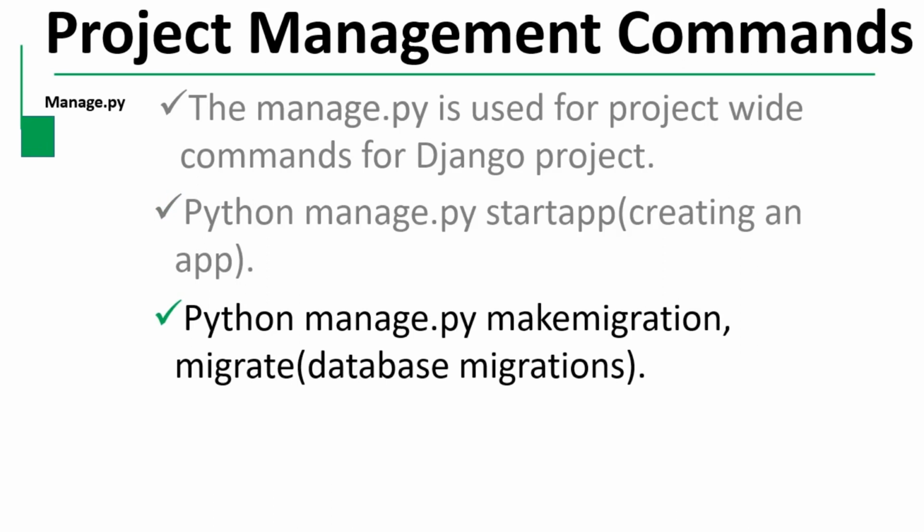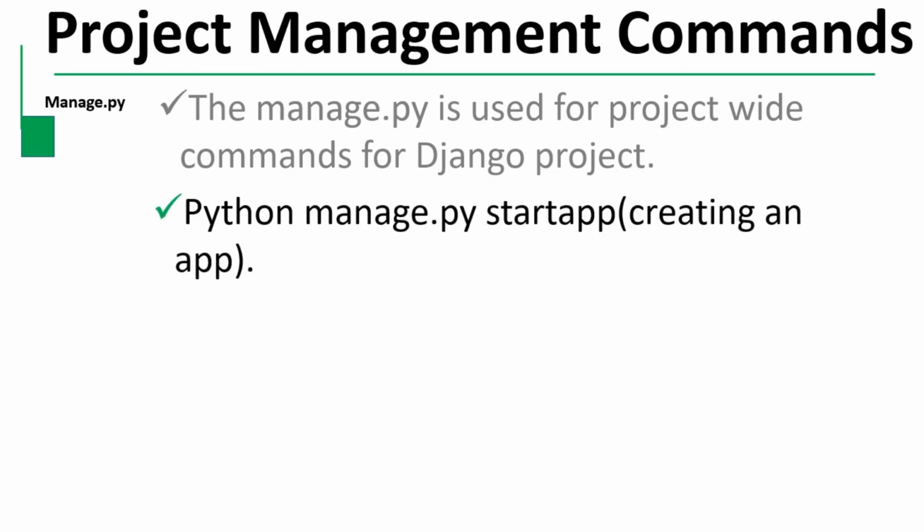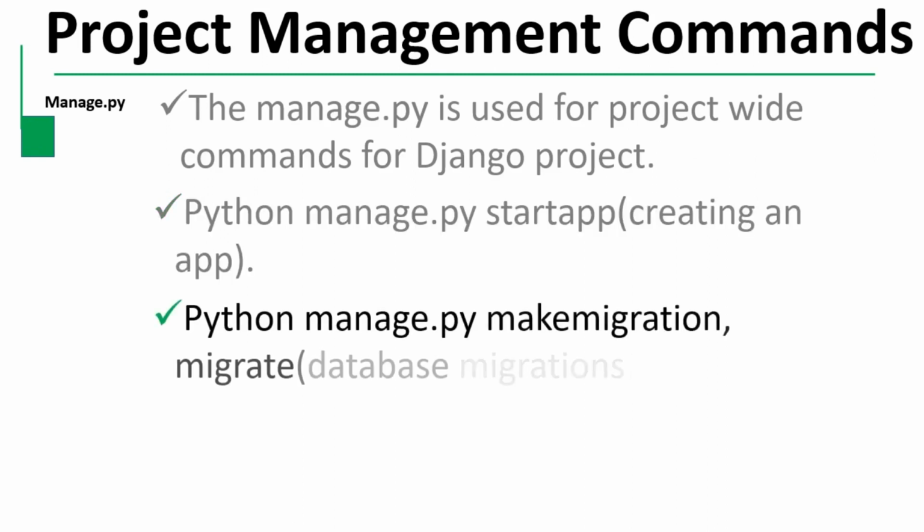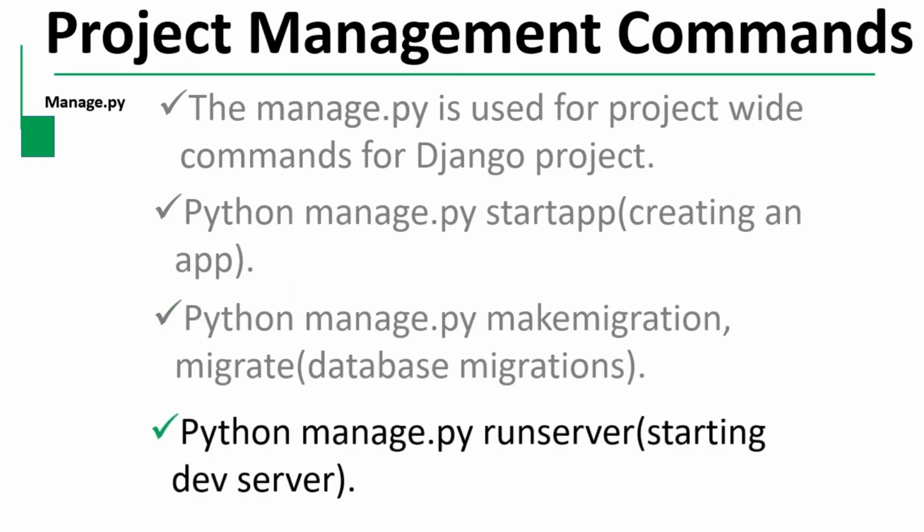You use commands like python manage.py startapp. This one is used for creating a new app. And then the other commands that you normally use are manage.py makemigrations and manage.py migrate. These you use when you are interacting with the database. That is when you're creating schemas and when you are migrating your schemas to the database itself. The manage.py runserver is used for starting the development server for your Django applications.